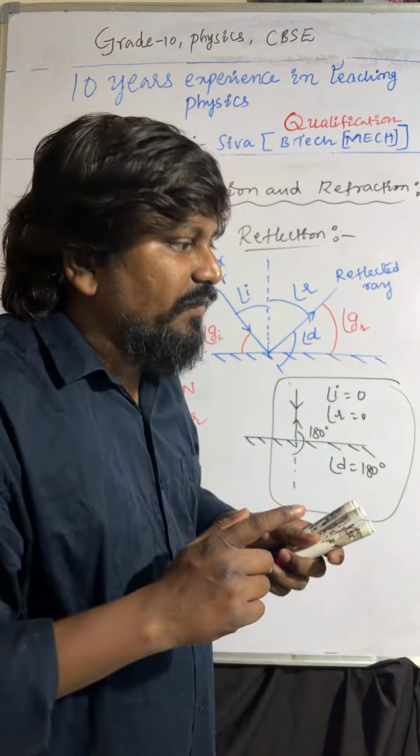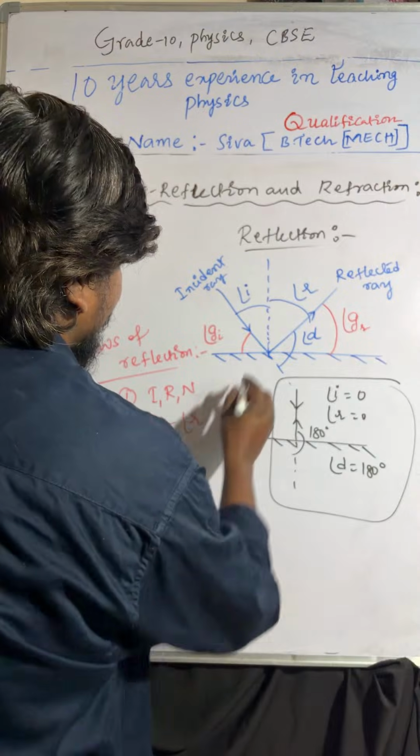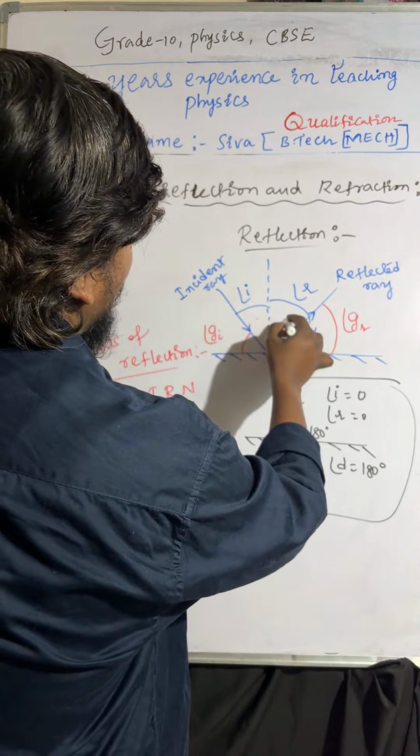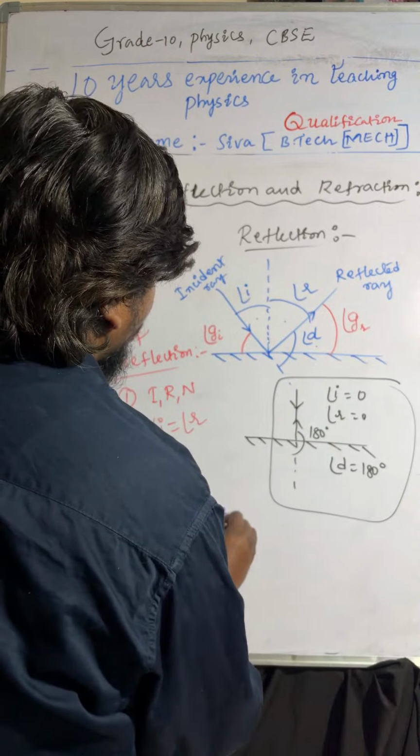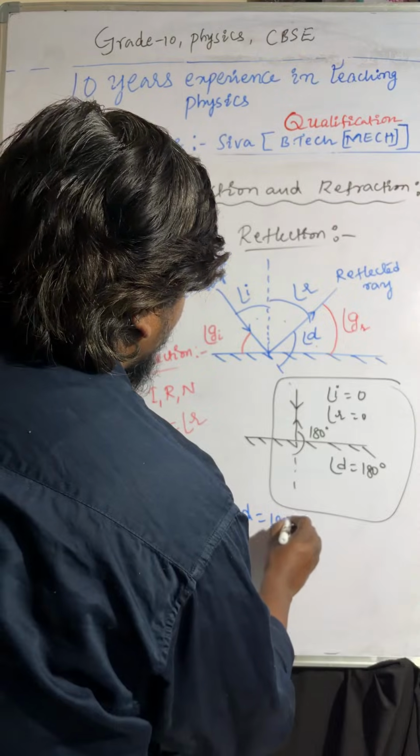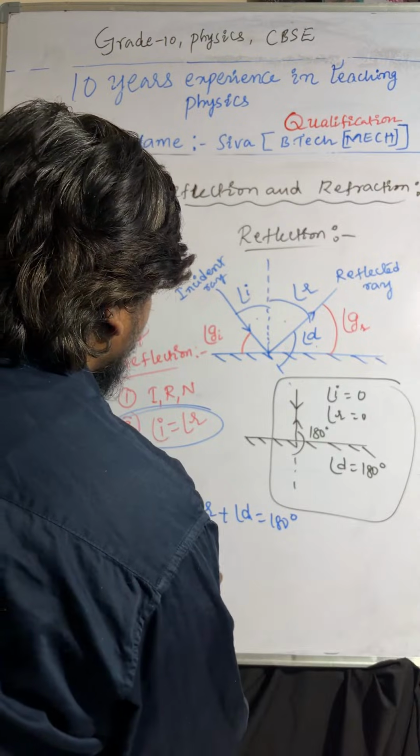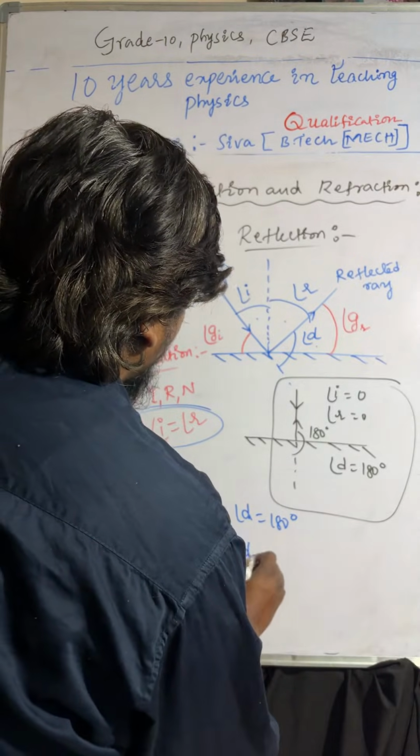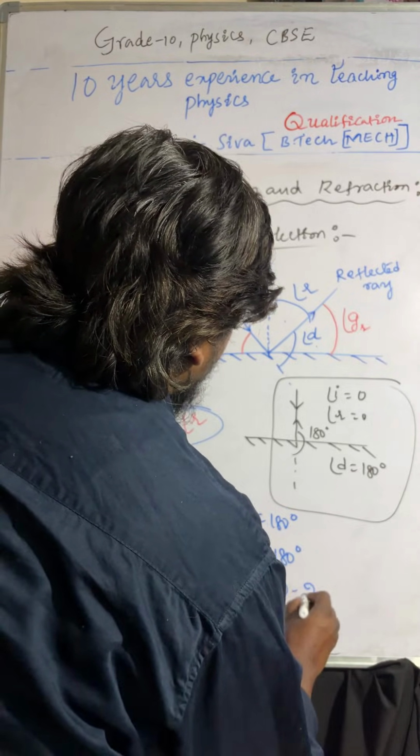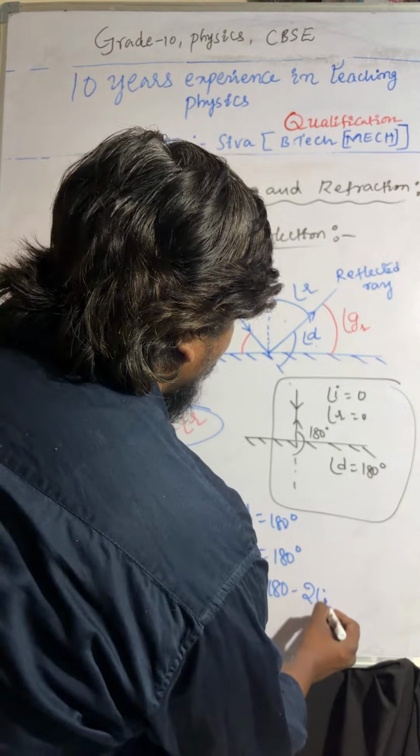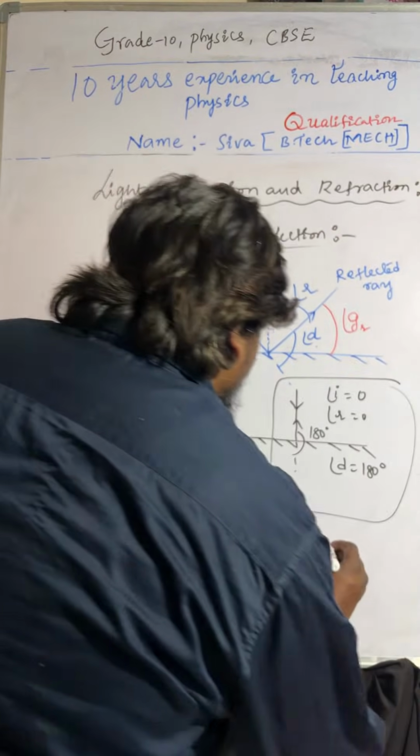And coming to angle of deviation, the formula: angle of incidence plus angle of reflection plus angle of deviation equals 180 degrees. From the laws of reflection, angle of incidence plus angle of incidence plus angle of deviation equals 180 degrees. So angle of deviation equals 180 minus 2 angle of incidence, understood or not?